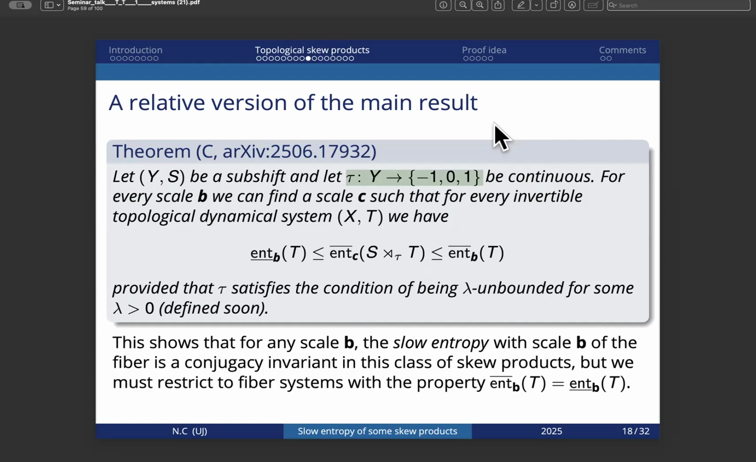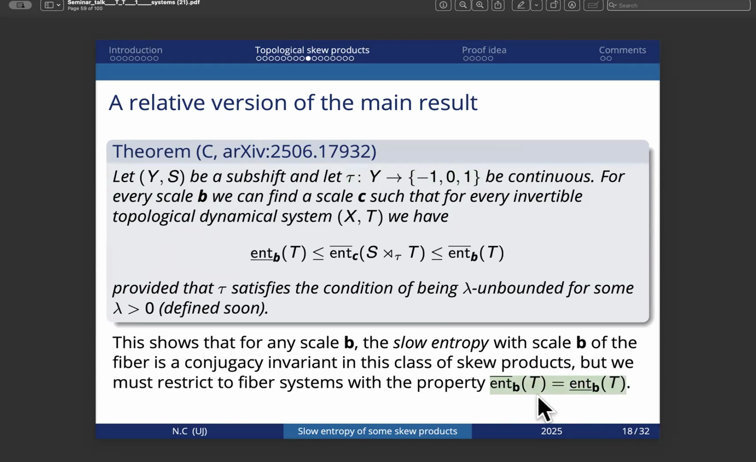But if you have a cocycle that has this property, then both theorems tell you the same thing. So here you would take B as the exponential scale, and the exponential scale has the property that the lower and upper slow entropies coincide for all systems.